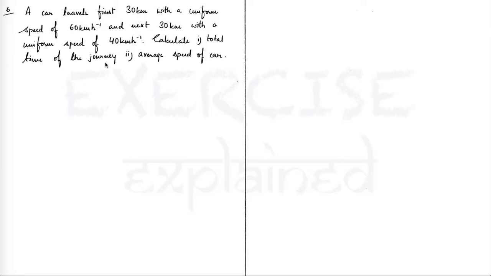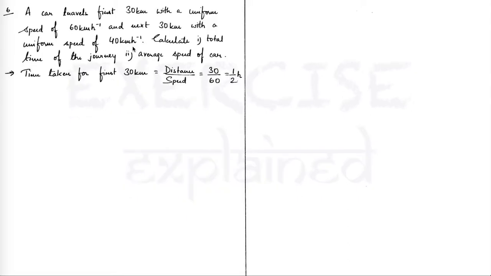So we need to find the total time which the car has traveled, and next we need to find the average speed of the car. So as you can see, in the first case we have the distance, we have the speed, so we can find the time from here. Again in the second case we have the distance, we have the speed, so again we can find the time from here.